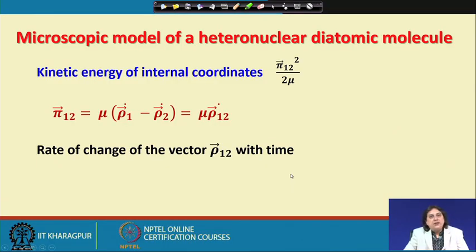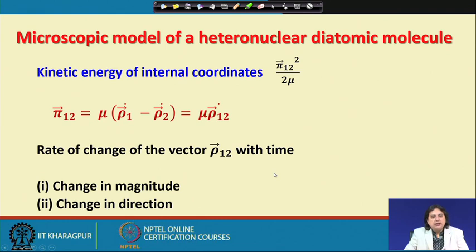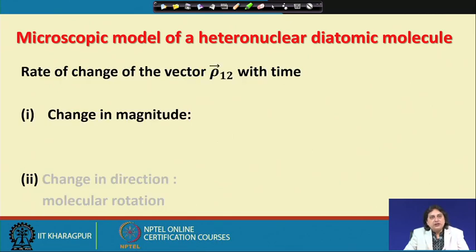Now, how can the vector rho 1 2 change with time? A vector can change with time either by a change in magnitude or by a change in the direction. So, let us now examine what happens when in a diatomic molecule the relative separation vector rho 1 2 changes either in magnitude or in direction, and what kind of internal motion we are talking about. So, let us first focus on the change in magnitude.